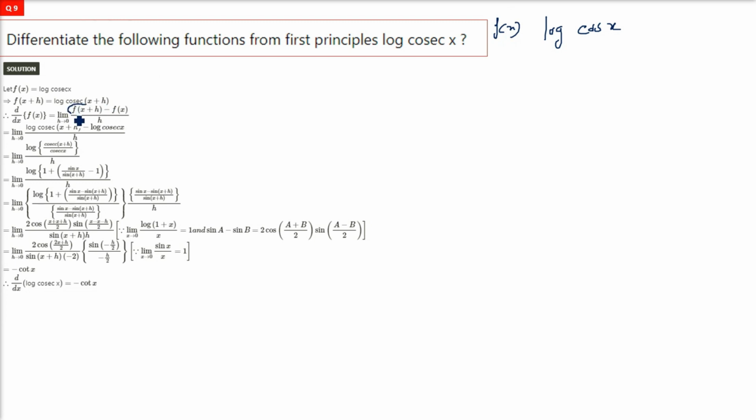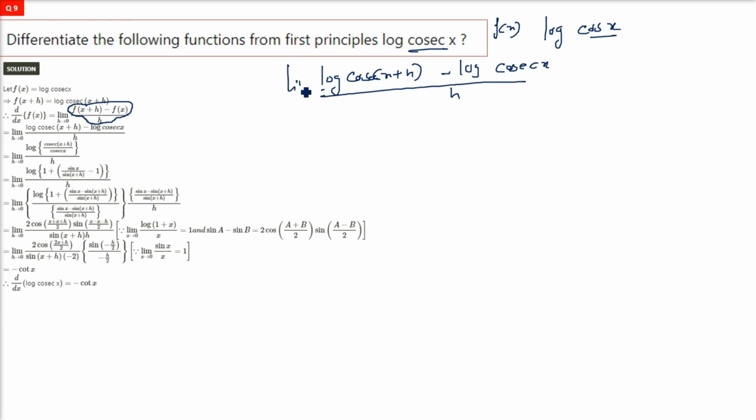But those who want to understand, let us understand it by f(x plus h) minus f(x) by h, limit h tends to 0. This is what we have to apply. So log cosec (x plus h) minus log cosec x, and divided by h. That is the first principle when we have limit h tends to 0.